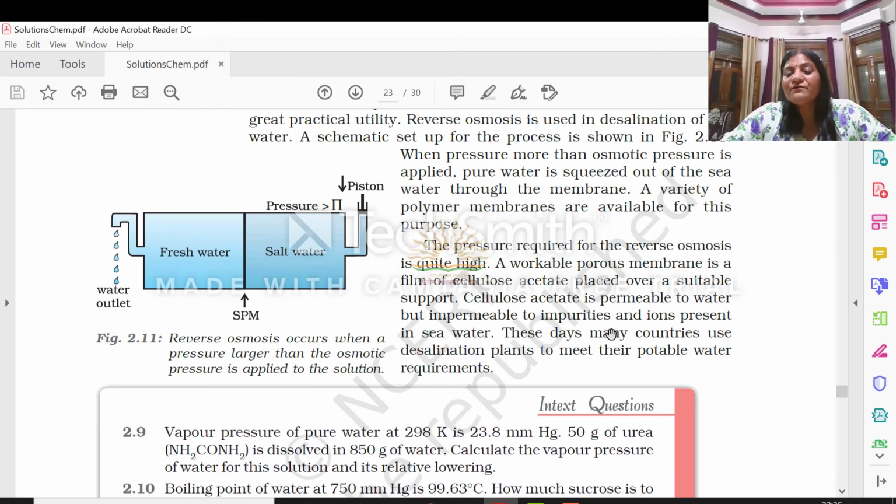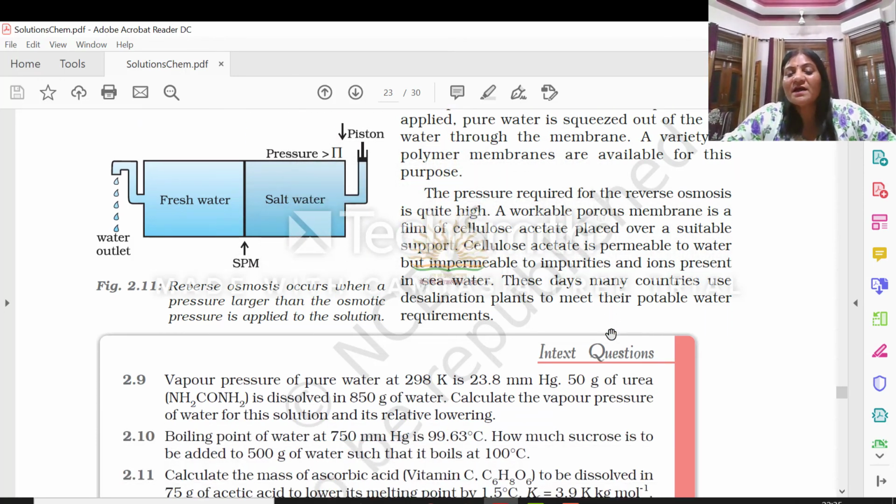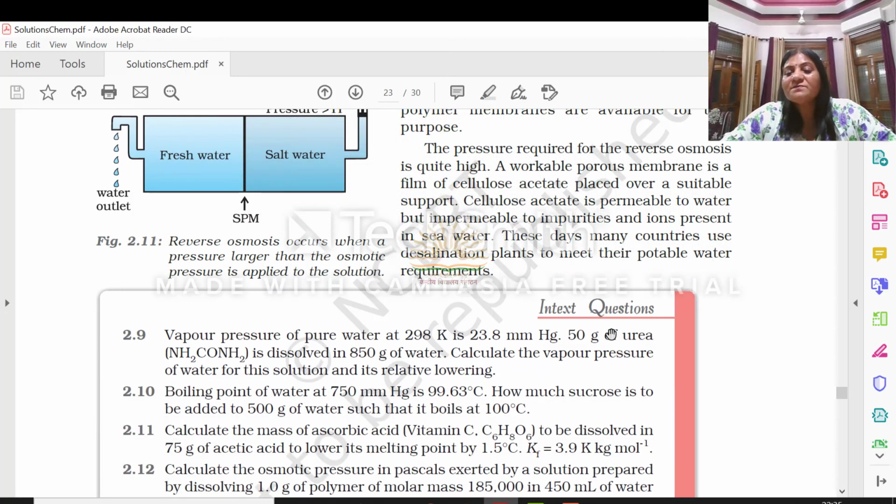The pressure required for reverse osmosis is quite high. A workable porous membrane is a film of cellulose acetate. One mark question. Placed over a suitable support, cellulose acetate is permeable to water but impermeable to impurities and ions present in seawater. These days, many countries use desalination plants to meet their potable water requirements.